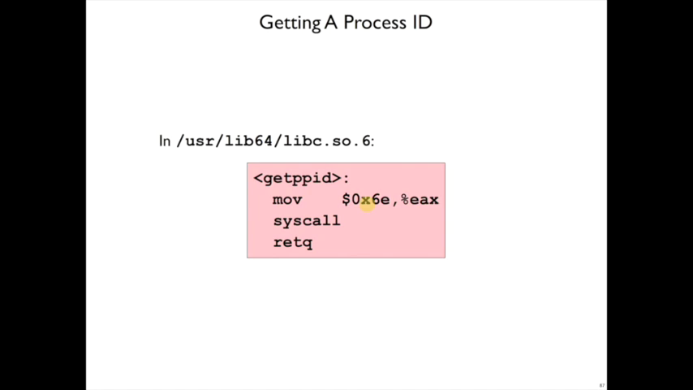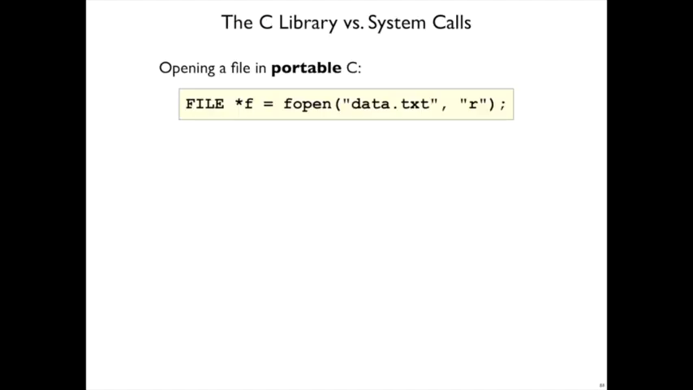The kernel sees that the thing being requested is whatever 6e means, and it turns out that 6e means get the parent process ID. So the kernel arranges for the parent process ID to end up in register EAX, and then getPPID returns. Anything a program does that needs to reach outside the program's memory, the process's memory, has to at some level involve a system call. For example, opening a file will need to involve a system call.